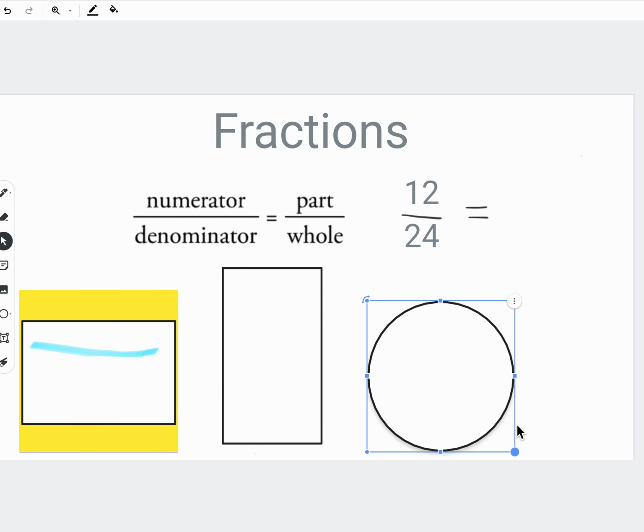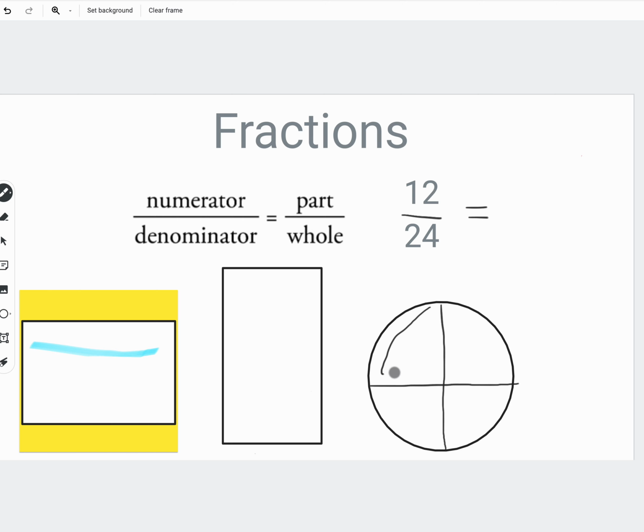For example, if I have a pie with 4 slices and I eat one, how much of the pie did I eat? 1/4. How much of the pie did I not eat? 1, 2, 3. 3/4 of the pie is still left over.